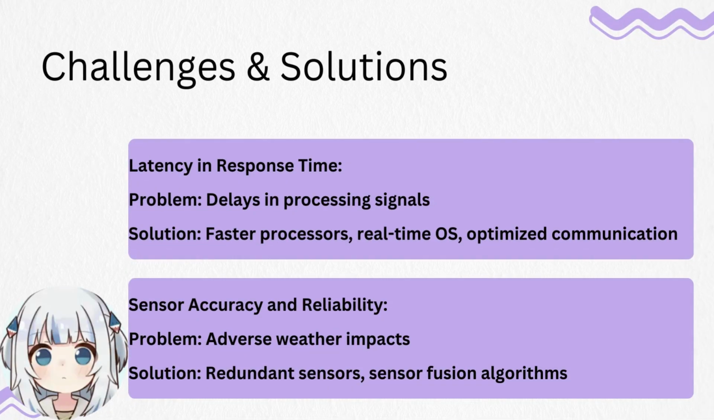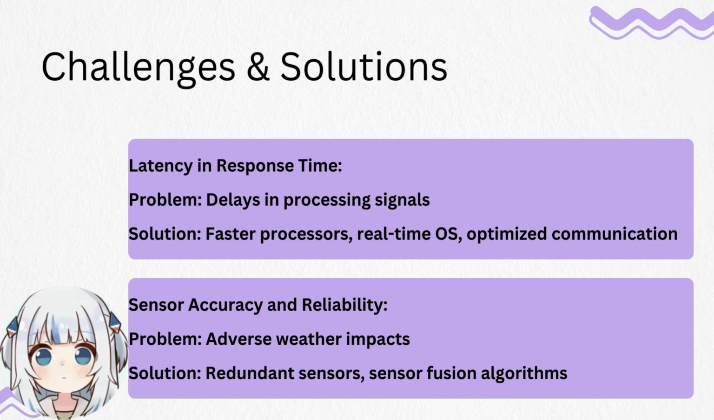The design of a predictive adaptive cruise control system involves addressing several critical challenges to ensure its effectiveness and reliability. The first challenge is latency in response time. Delays in processing signals can significantly impact the system's ability to react promptly, especially in high-speed scenarios. To mitigate this, it is essential to implement faster processors, utilize real-time operating systems, and optimize communication protocols to reduce latency.